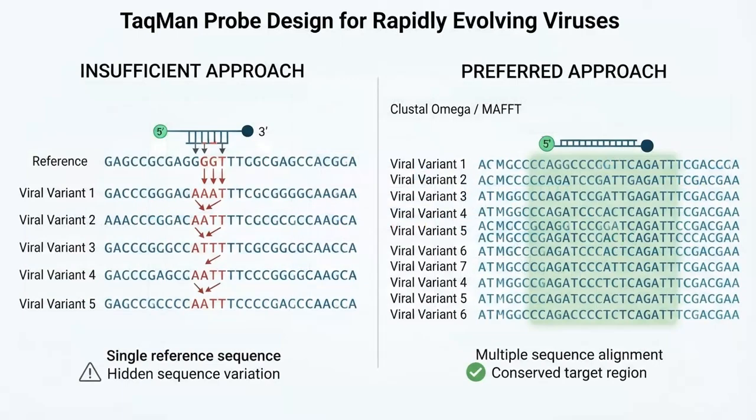reference sequence. Instead, align multiple sequences using tools such as Clustal Omega or MAFFT, and design your probe within the most conserved region available. Spending just a few minutes checking sequence variation before ordering can save hours of troubleshooting later.